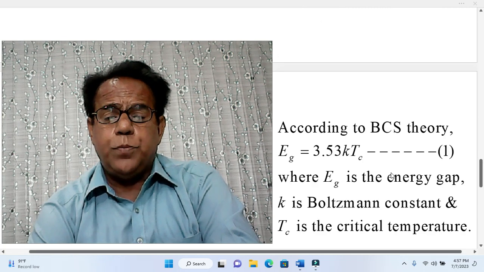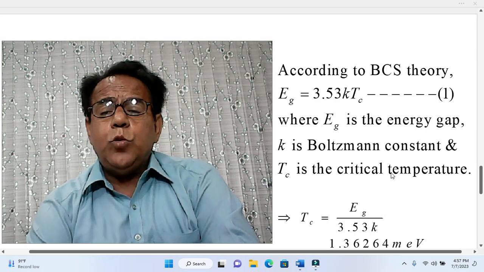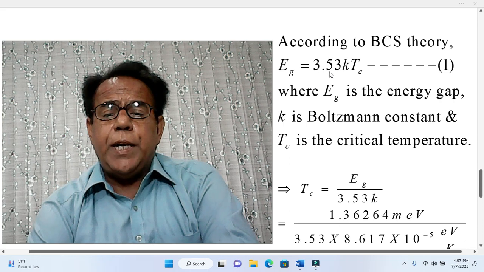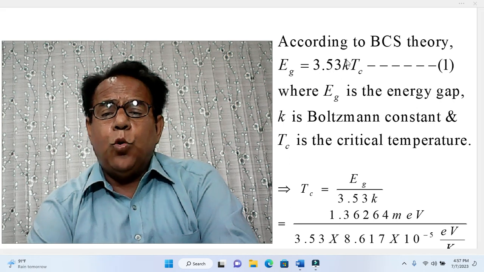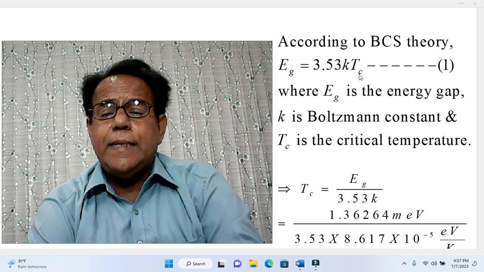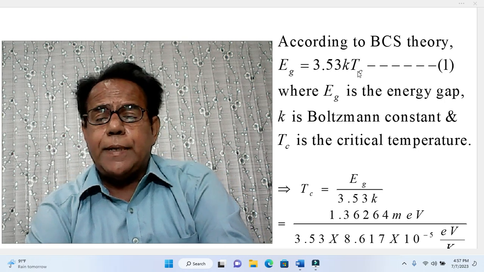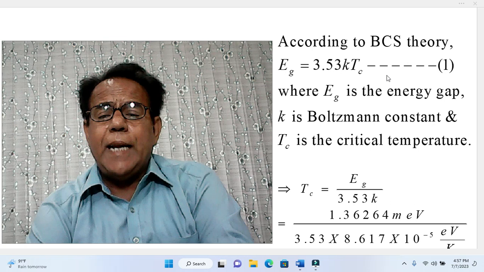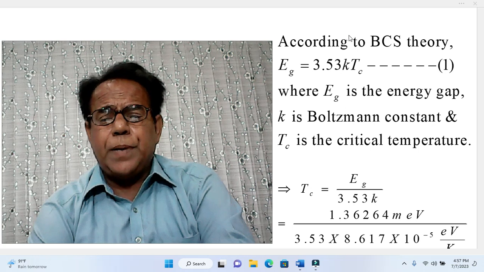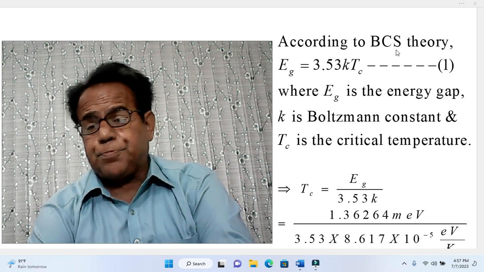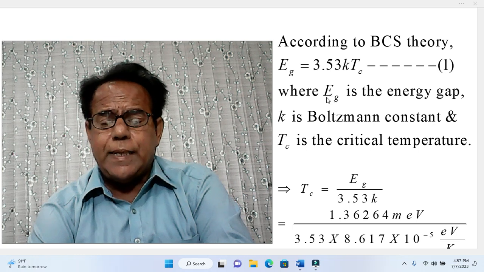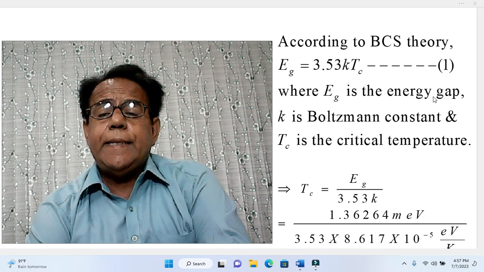Now according to BCS theory, the energy gap is equal to 3.53 Boltzmann constant k into critical temperature Tc, where c is written as a subscript of capital T, equation number 1. This result has been shown as a helping tool, perhaps helping tool number 1. Where capital E small g, where small g has been written as a subscript of capital E, is the energy gap.